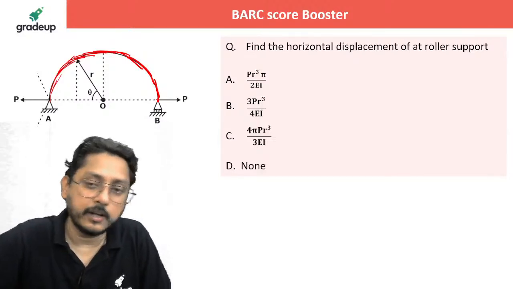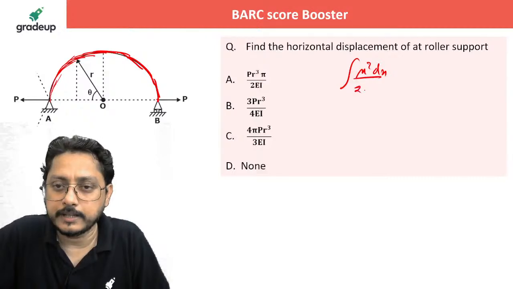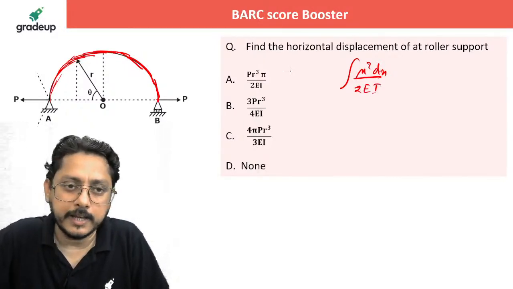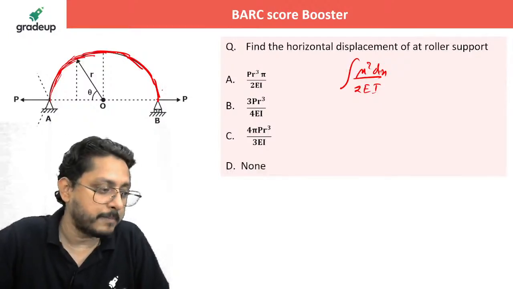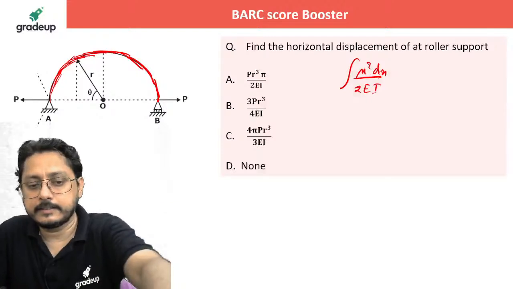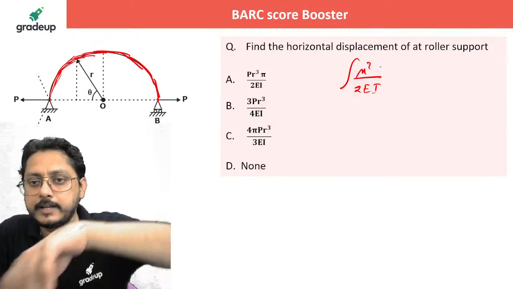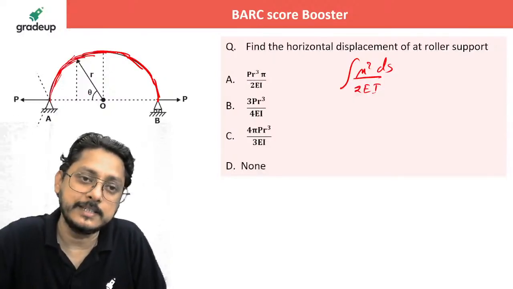Generally, you write down the strain energy, that is M square dx by 2EI. Here, it will not be dx. Over the length of the beam, the total strain energy due to bending must be added together. So now dx is not there, here it is ds. That is, if you take a small section of the beam, that length is ds.